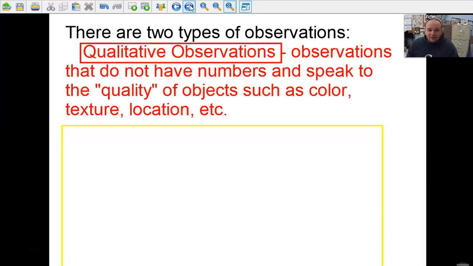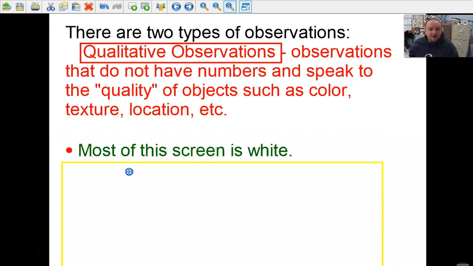The other type of observations are qualitative. And qualitative observations do not have numbers in them. They generally have less information, and they speak to the quality of the objects as opposed to the number of objects. In this case, we're talking about color, texture, location, or something like that.